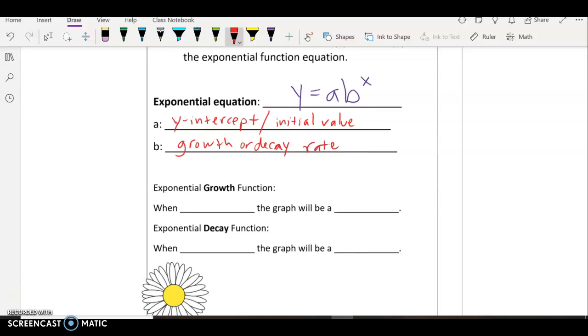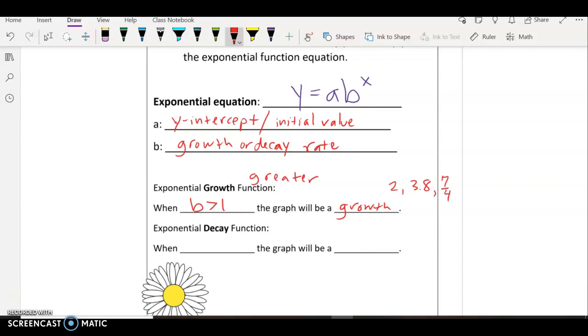A few things to remember from what we learned in the last couple lessons is when is it growth and when is it decay. If our b value is greater than 1, so remember that's greater. If you don't know what that symbol is, it's a greater symbol. If b is greater than 1, then it is a growth. Okay? So some examples of that would be 2, 3.8, or even a fraction, an improper fraction like 7/4.